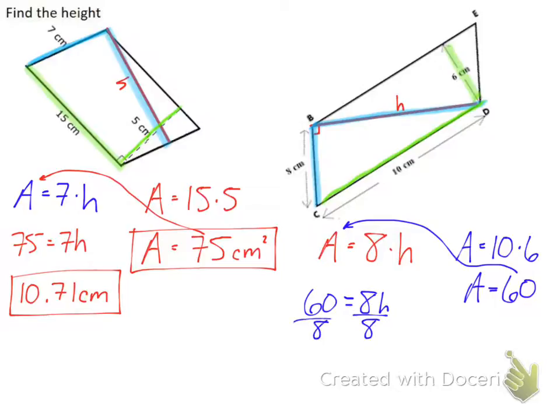Divide both sides by 8. I need to show that probably. 60 divided by 8 gives me 7.5. My height is 7.5. And these are centimeters again. And these are square centimeters.